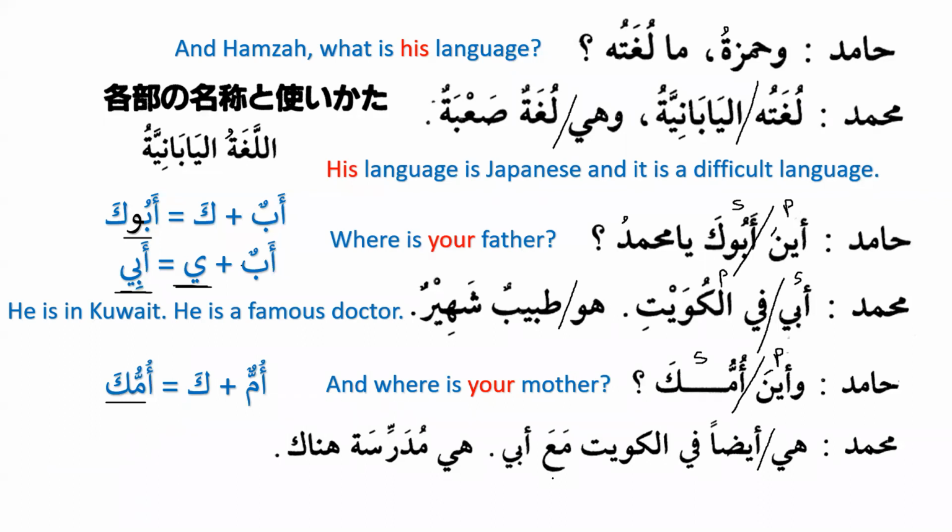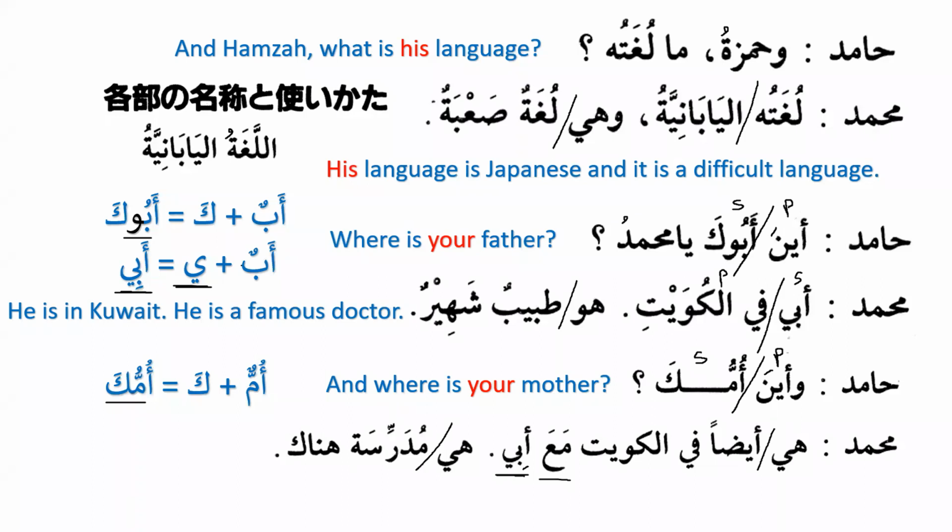Okay, I have a question. After ma, why do we have abi? Why not abu? Why do we have abi? Because after ma, we have to use jar, we have to use the noun which is majroor. Okay, so abi is basically majroor over here. With my father. Hiya ma abi, she's with my father. Hiya mudarrisatun hunaka, she is a teacher over there.